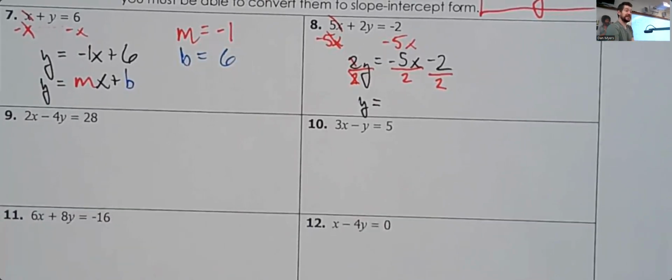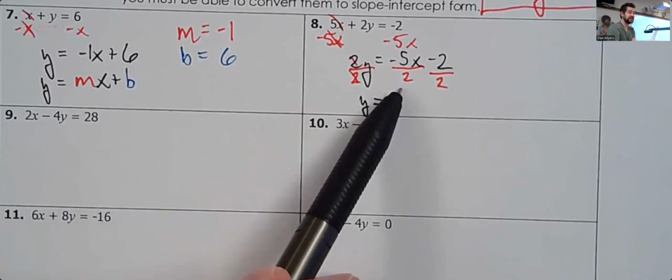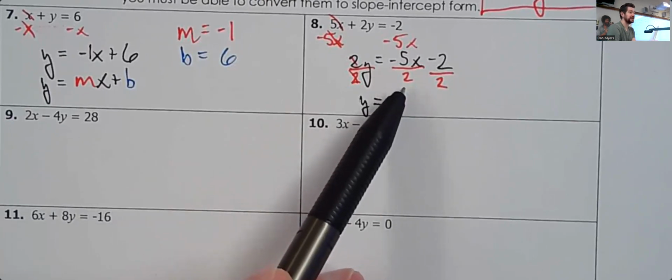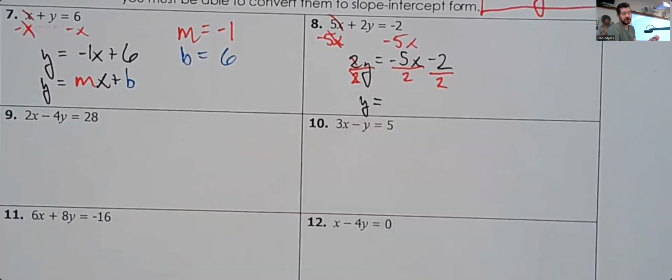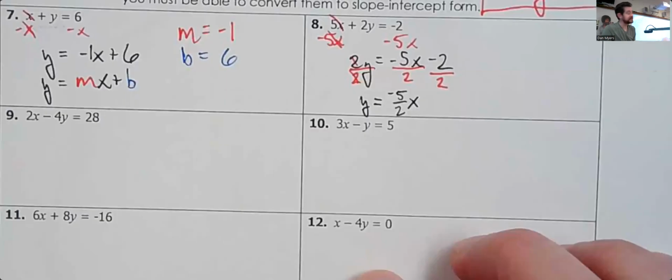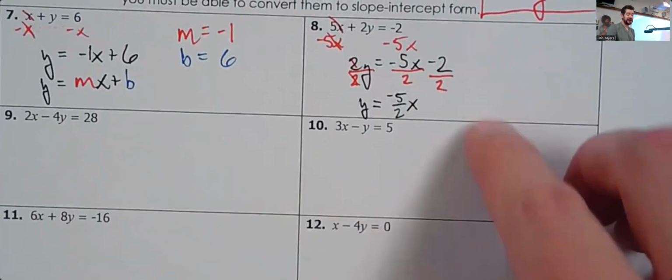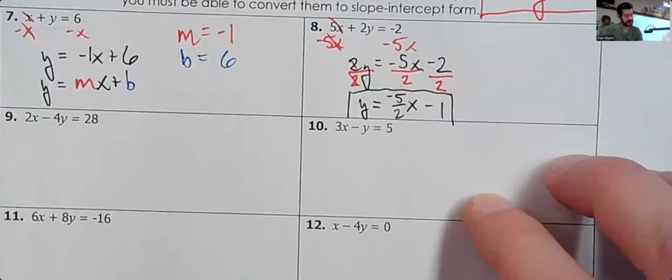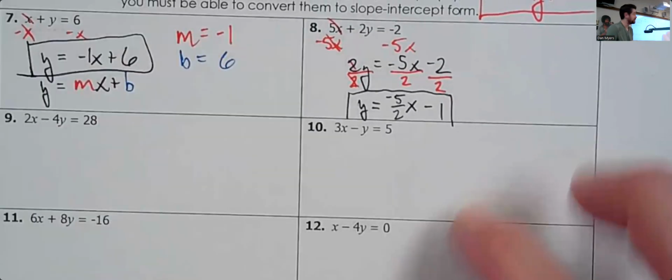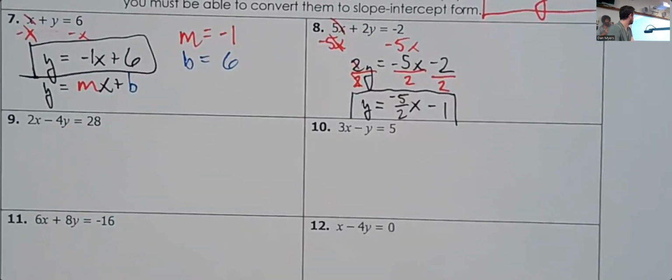Don't write the slope as a decimal. So whatever number is next to x, if it doesn't divide evenly, which this one doesn't, it's negative 2.5, just leave it as a fraction. Leave it as negative 5/2. So we're going to write y equals negative 5/2 x. And then negative 2 divided by 2 is negative 1, so that'll be -1. And so that would be the answer for slope-intercept form on number 8.